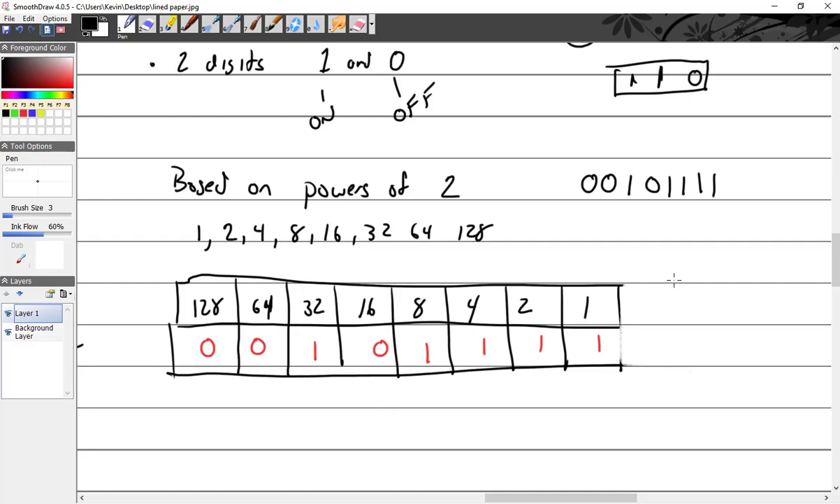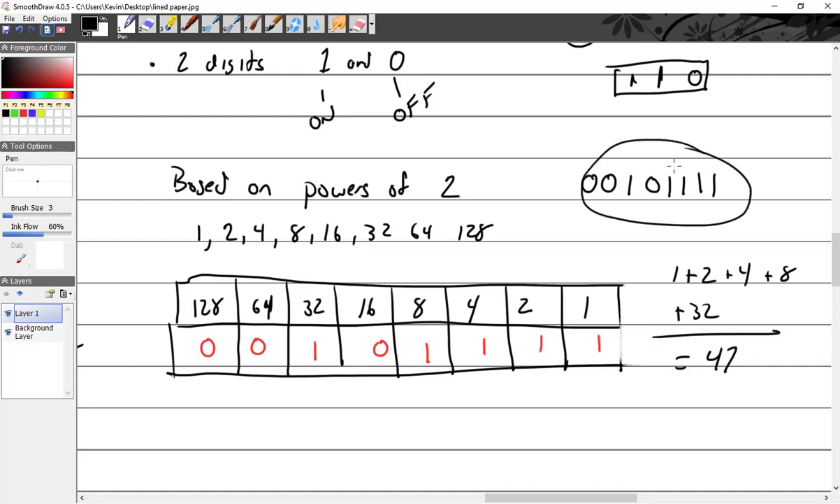So what do you got? This red means on. My 1 is on, so I need a 1. The 2 is on, so I need a 2. 4 is on, so I need a 4. 8 is on, so I need an 8. And 32 is on, so I need a 32. Add those up: 47. So this is 47 in binary. Not so hard, was it?